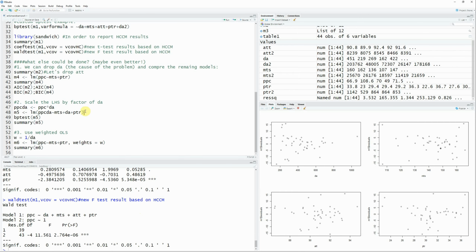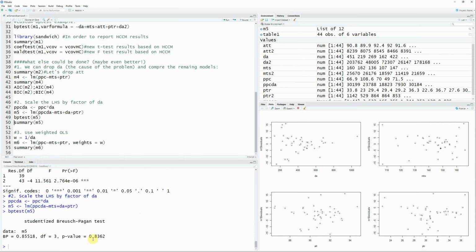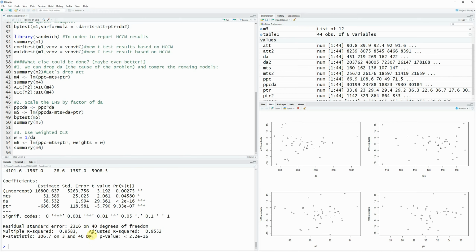So now we can run that, and let's run the Breusch-Pagan test for M5. Now the p-value is 0.83, a very, very high p-value, so we can be sure that the data is homoscedastic. We run our model. Now we see that as teacher salary is going up, it has a positive effect on the total cost for the students. The more expensive the teachers, the cost for students in that school is going to be higher too.